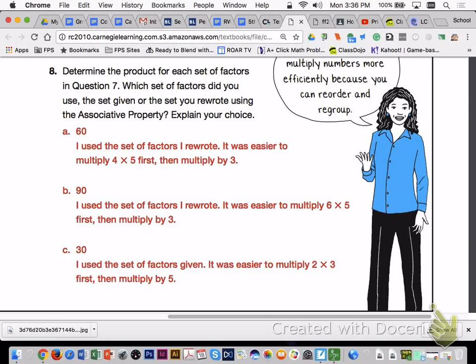For letter B, your product is 90. Again, you could have used the set of factors that you rewrote. It would have been easier to multiply 6 times 5 first, then multiply by 3.